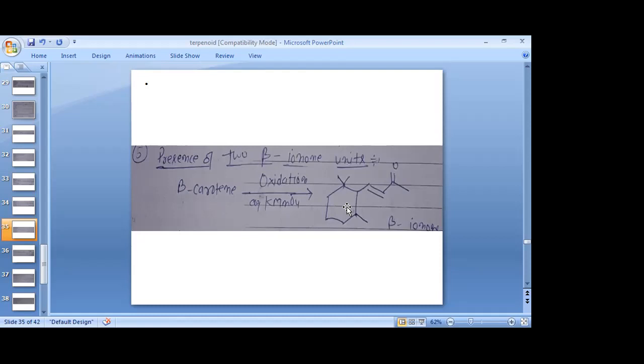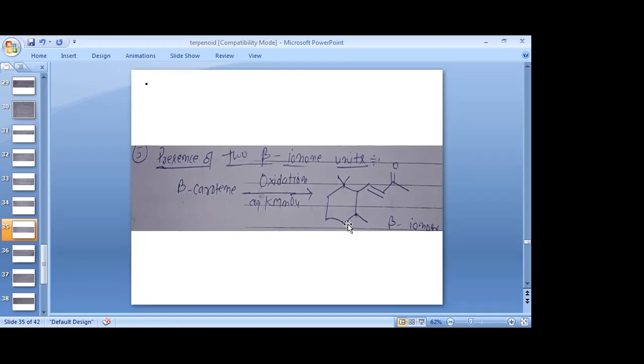So when we oxidize beta carotene with a strong oxidizing agent, that is potassium permanganate, it converts into two molecules of beta ionone, right? Why does it convert into beta ionone? One beta ionone has one cyclic compound, right? It is acyclic, one cycle.